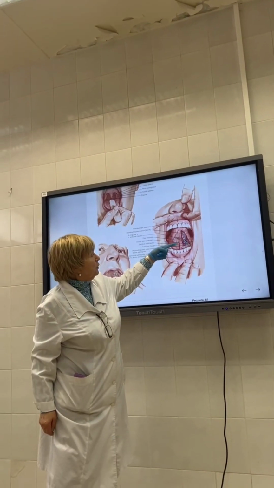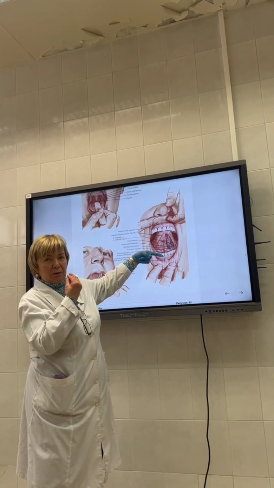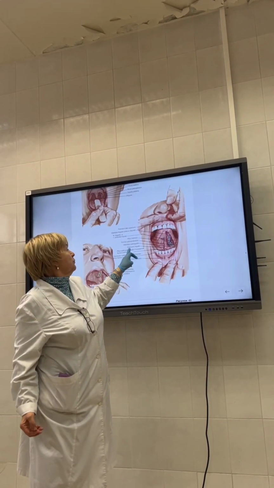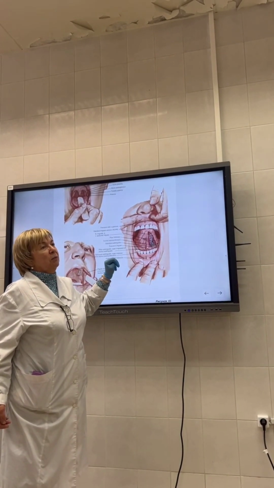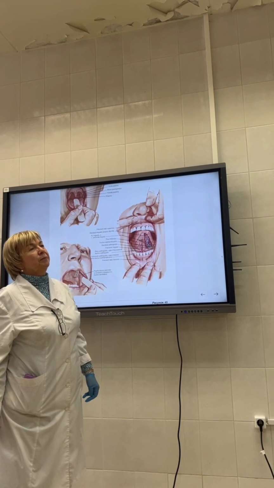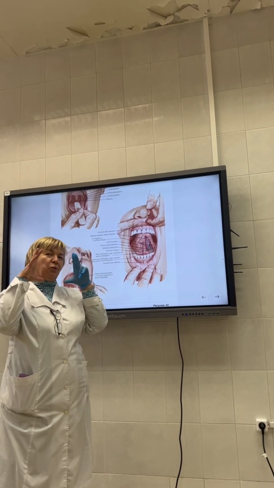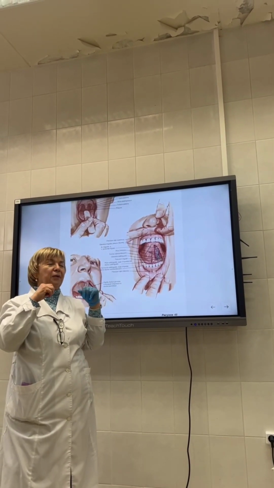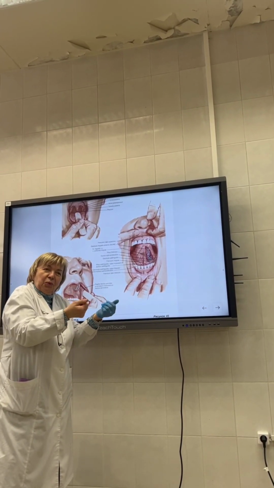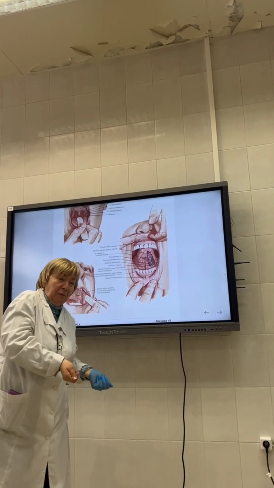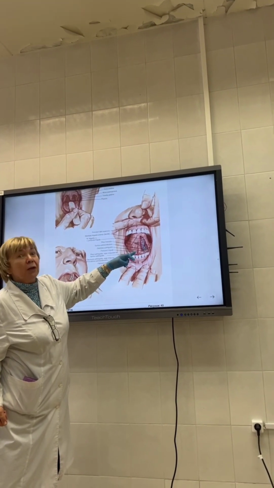So, the tongue. If we pull the apex of the tongue upward, we will see the fold which passes from the inferior surface of the tongue to the front teeth. It is called the frenulum linguae. Frenulum in Russian is uzdechka, like the bridle on the head of the horse, which helps to hold the head of the horse, but here it is called the frenulum of the tongue.